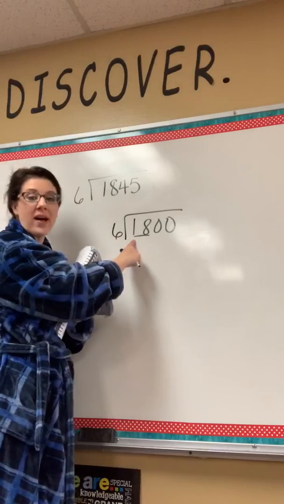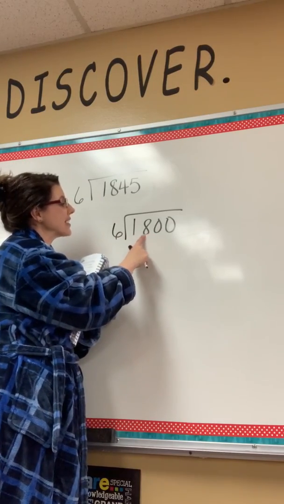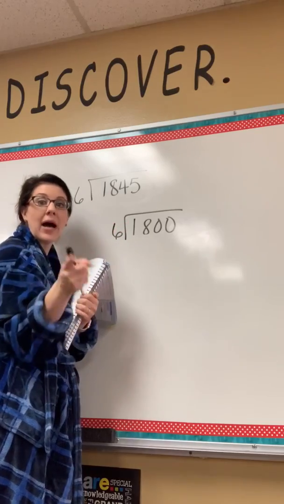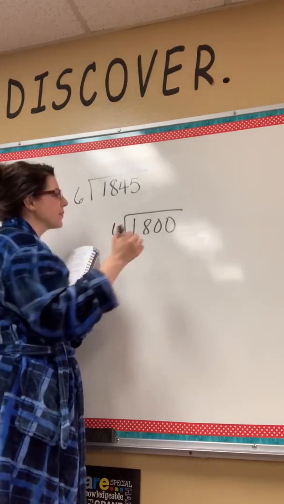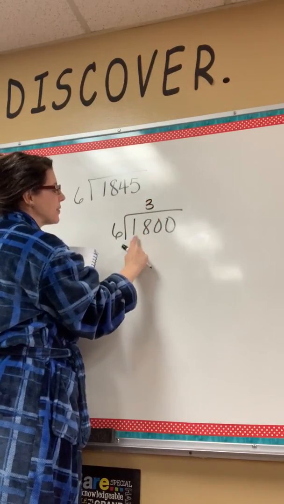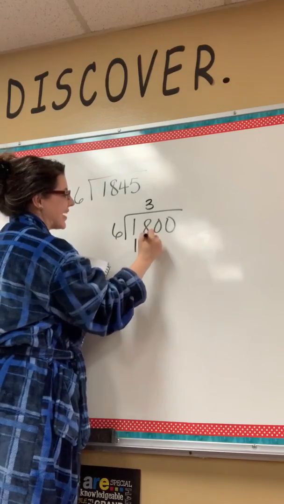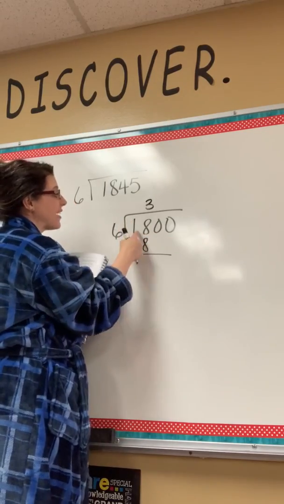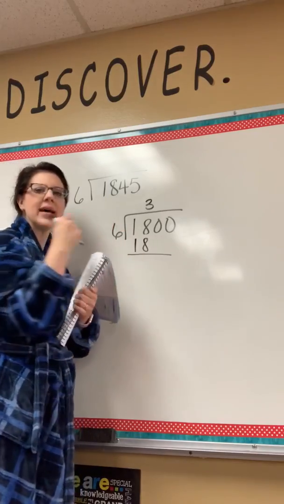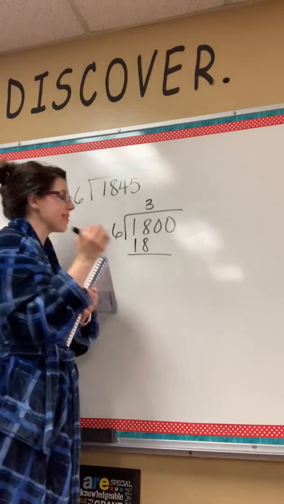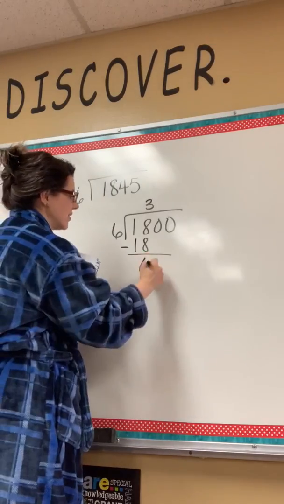6 cannot go into 1, and so I move to the next number. 6 can go into 18, but how many times? That's right, 3. I'm going to put the 3 over the 8 because I'm looking at both numbers. 3 times 6 is 18. We just divided. We just multiplied. What do we do next? We subtract. That's right. 18 minus 18 is 0.